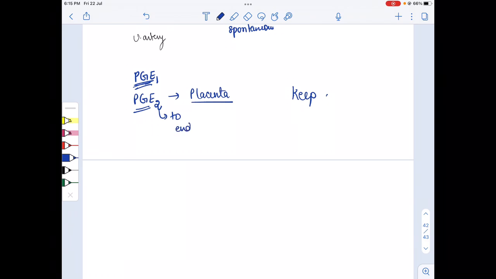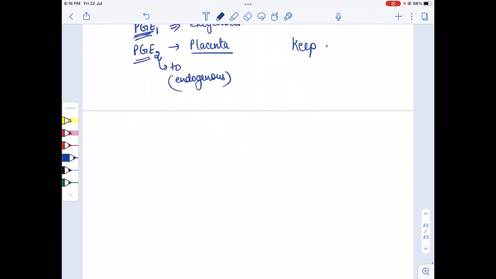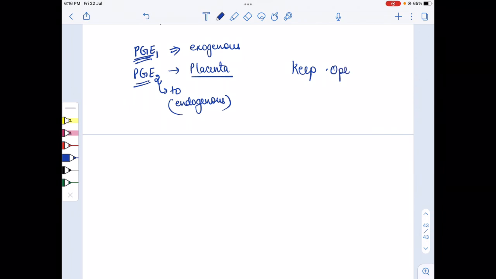PGE2 is endogenous because it is released by the placenta. That's why during fetal circulation this ductus arteriosus is always open. But PGE1 is exogenous. We have to take it from outside. An example is alprostadil. So these all maintain the patent ductus arteriosus to be open. So these keep it open.